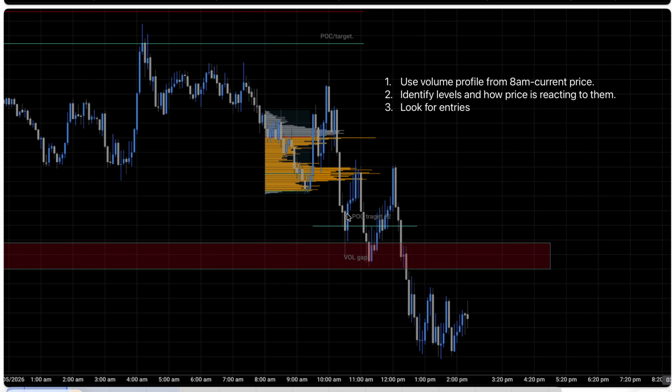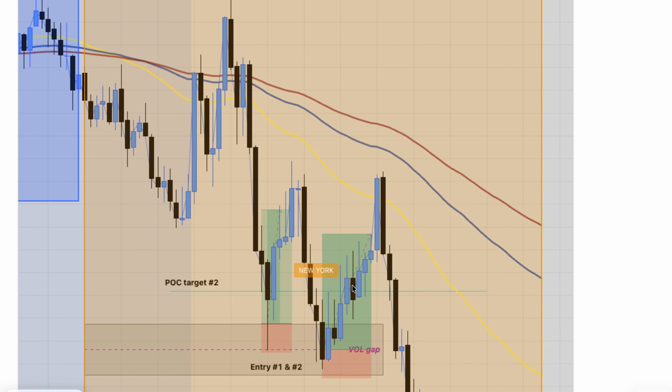Some entries that I would have taken definitely was not this POC target, because after I saw this candle, I didn't see any potential to it, but we know that it was a target. But as soon as we got to this gap, this is a trade that I would have taken. I was getting a haircut at that time, so 20 points we would have gotten this, and also we would have gotten this. I would have entered here again for another 20 points.